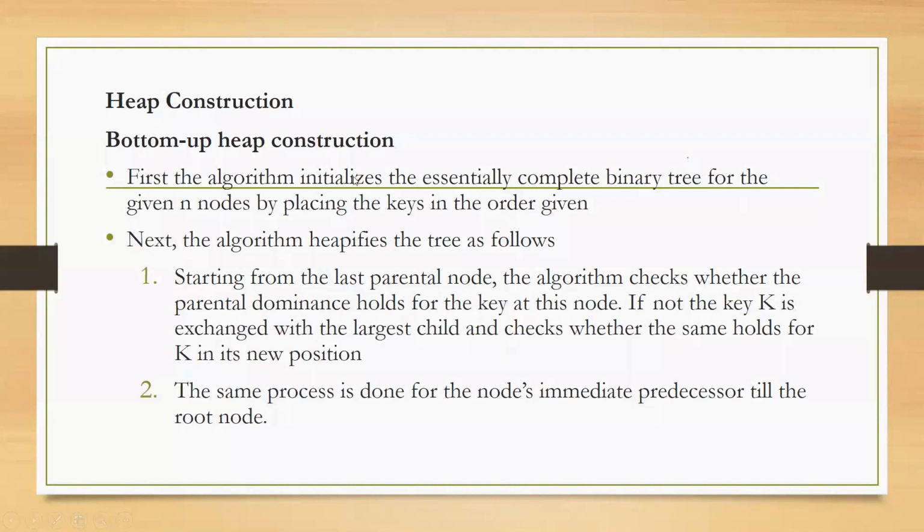First, the algorithm initializes the essentially complete binary tree for the given n nodes by placing the keys in the order given. So there are two steps in this. The first step is initialization. It will create the essentially complete binary tree for the given n nodes. Whatever inputs are given for those nodes, the essentially complete binary tree will be created.